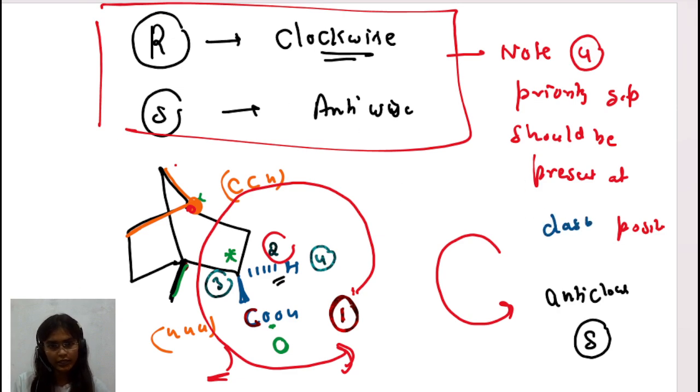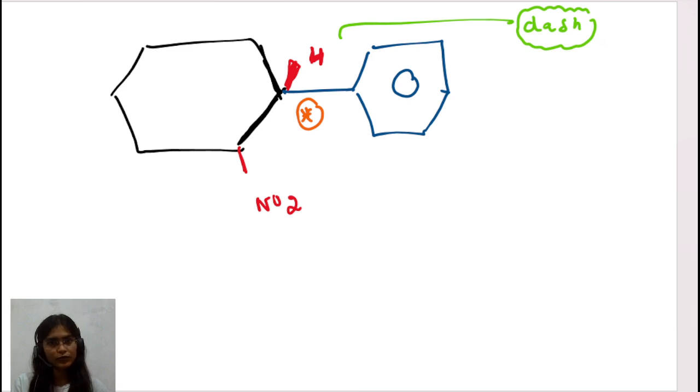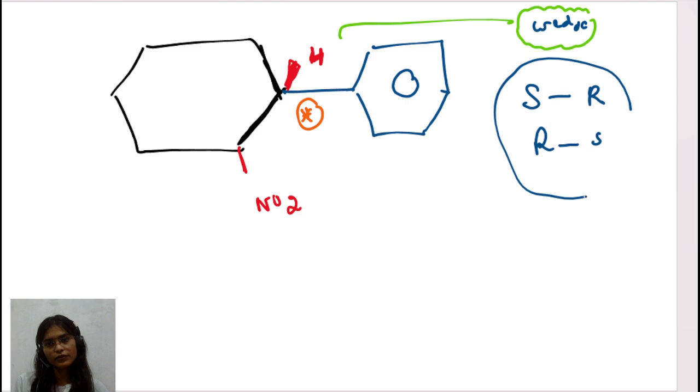And now the wedge position. Sorry, I'm really very sorry. Wedge. So for the wedge position, if it is S, it is converted into R. If it is R, it is converted into S. So this rule you have to follow. Your time starts now. Whatever you are getting, just invert the configuration.